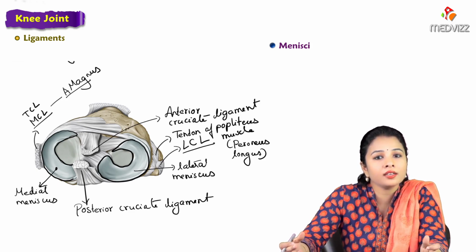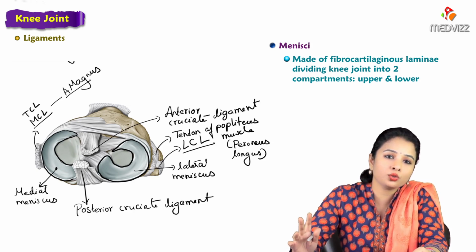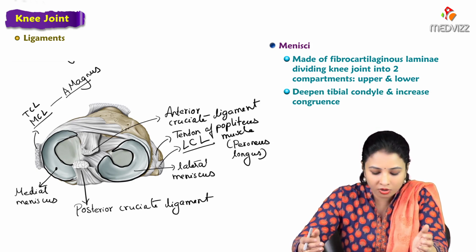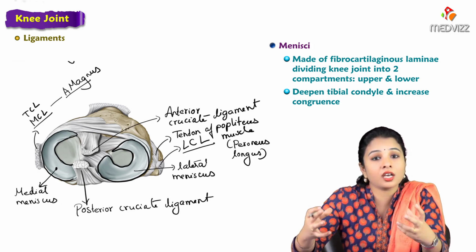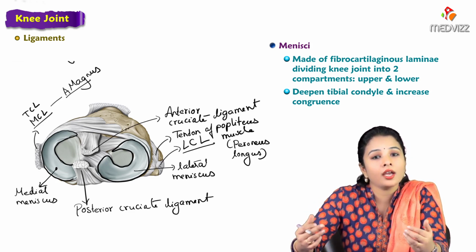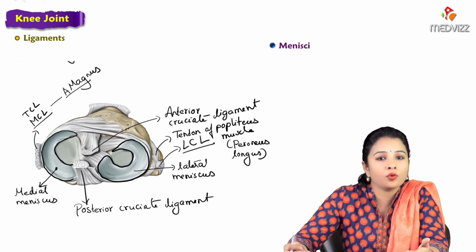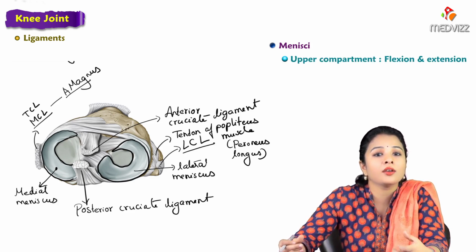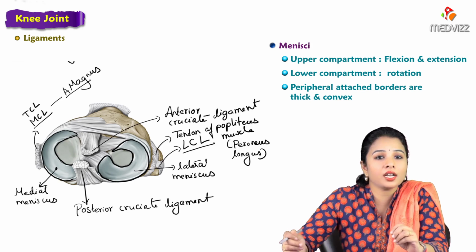These menisci are made up of fibrocartilaginous lamina dividing the knee joint into two compartments. They deepen the tibial condyles, so they increase the congruency of the tibial condyles where the large femoral condyles can accommodate, and they also divide the knee joint into upper and lower compartments. In the upper compartment mainly flexion and extension takes place, whereas the rotation of the knee occurs in the lower compartment.